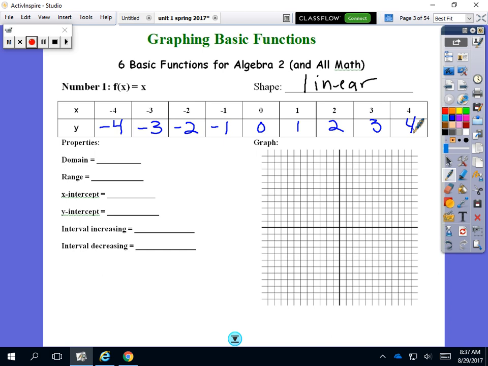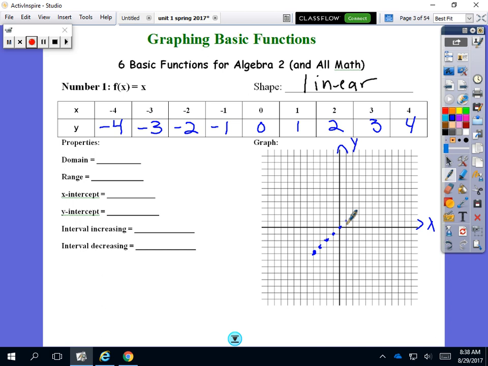And then we're going to plot the points. So at the point -4, -4, I go to -4 on the x-axis. This is the x-axis. This is the y-axis. So I go from the center of the origin, 1, 2, 3, 4, in the negative direction, and down, which is the negative y direction, 1, 2, 3, 4. And I put a point there. And then I do the same thing for -3, -3, -2, -2, etc.